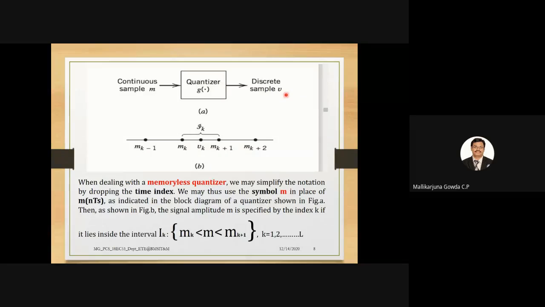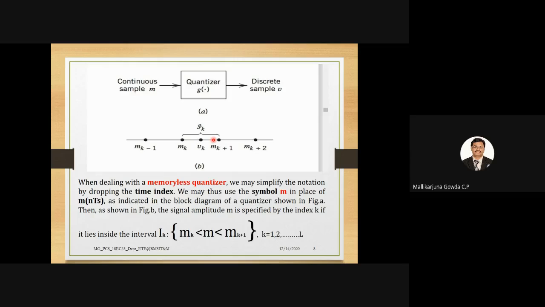That is, I used to represent it as V of nTS, but as I said, I am dropping the time index and just representing it by V. So my input sample is m, and the output discrete-level sample is V. The quantizer function is g. Here I have shown further levels. These are the decision levels, or discrete levels: mk, mk plus 1, mk plus 2, and so on, and on this side mk minus 1 and so on. In between is the value Vk. So Ik is the range for which I take the amplitude of that discrete level.